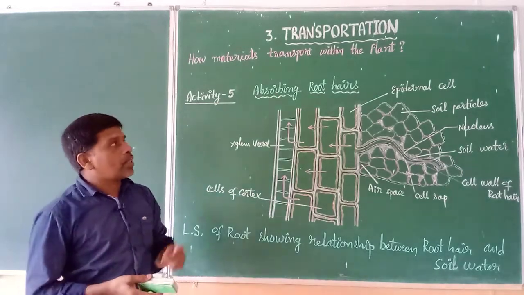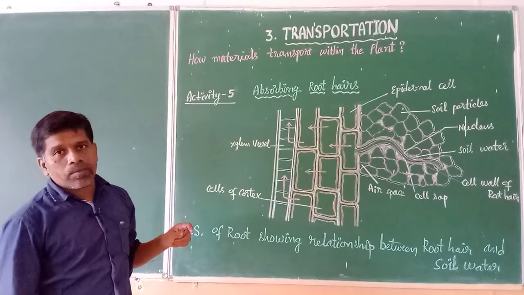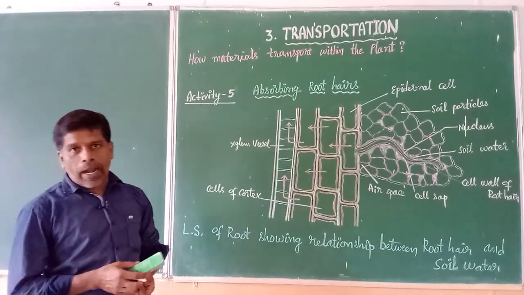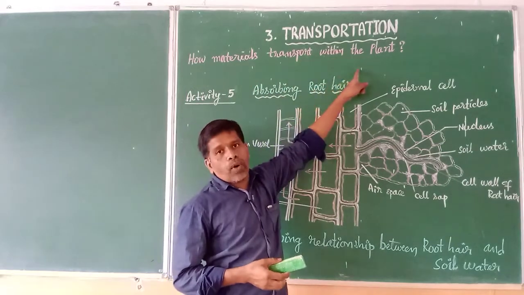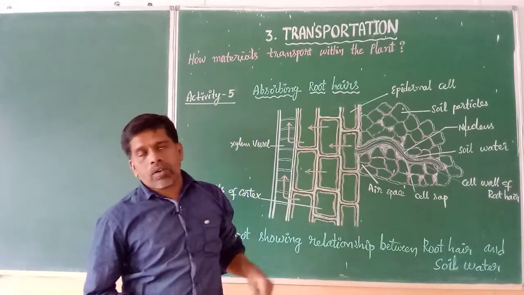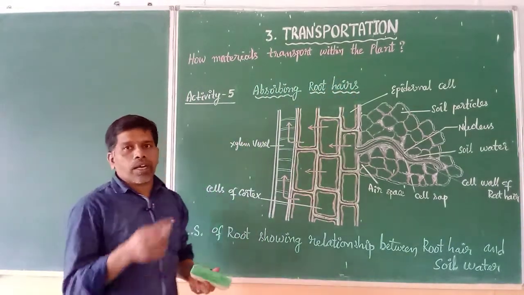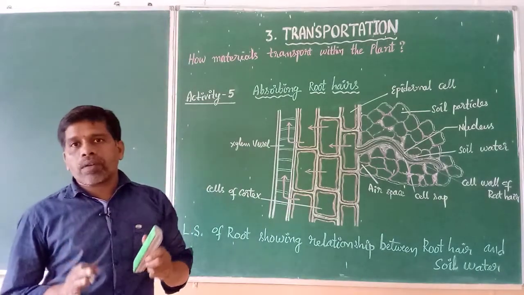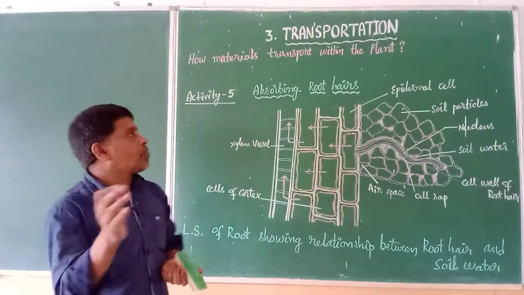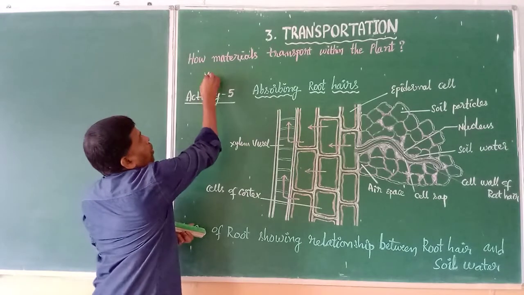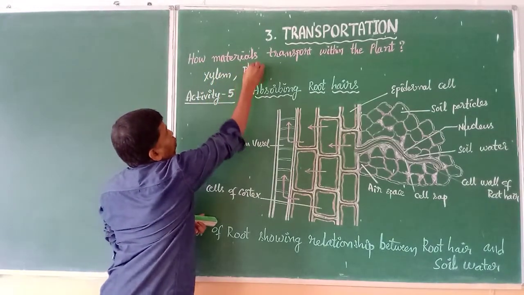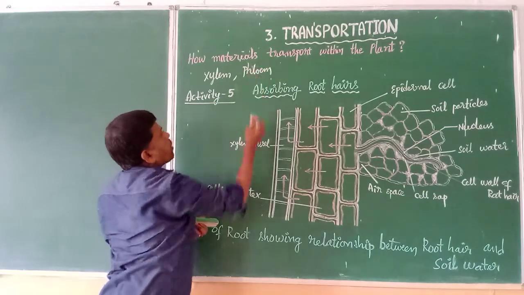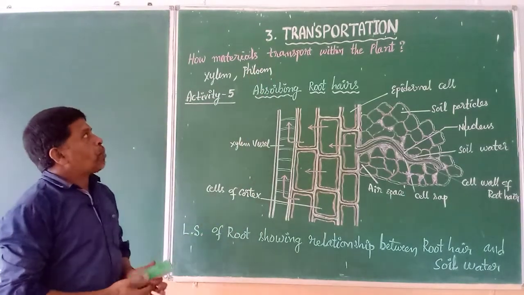Now coming to the second type of living organisms, multicellular organisms, the plants. So how are the materials transported within the plant body? What type of system is developed in the plants? Already we know that they are multicellular. A special type of transport system is developed which consists of two types of complex tissues, that is xylem and phloem. In 9th class we have studied about plant tissues.